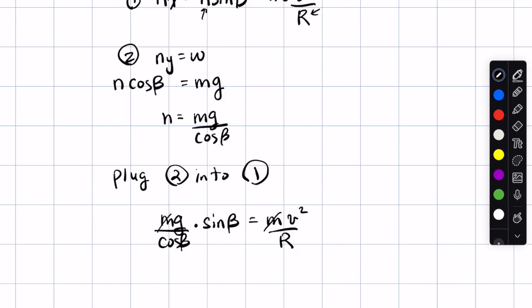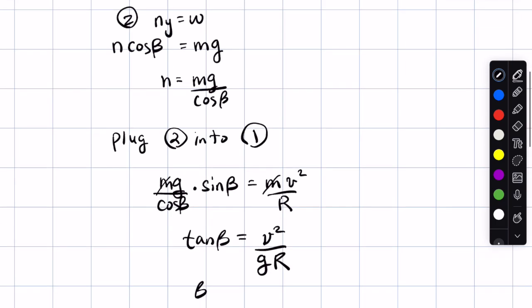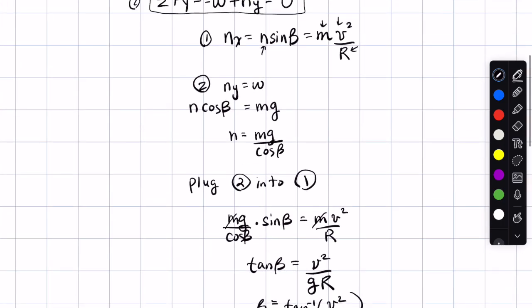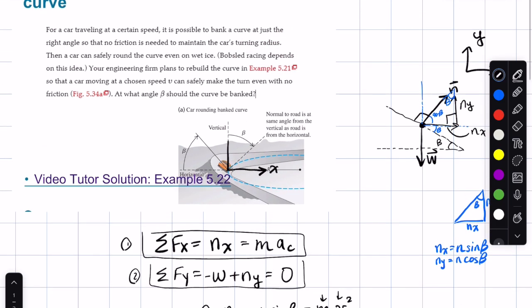So the m's cancel. Sine beta over cosine beta becomes tangent beta. And then I'm going to move the g over. Boom. So beta is going to equal inverse tangent of v squared over g r. And so we can find the bank angle that is going to give us a safe turning speed v. That depends on what radius this turn is.